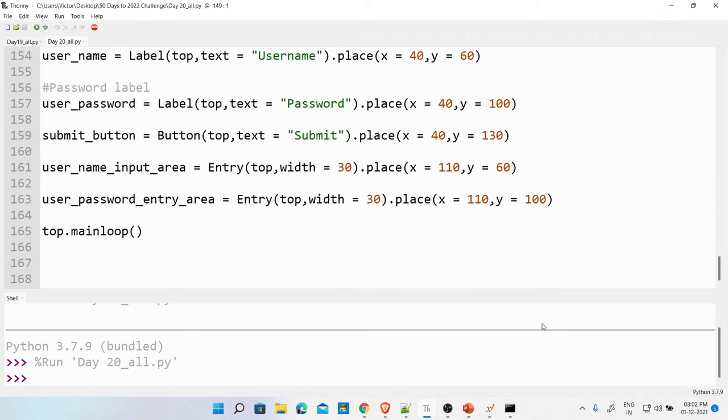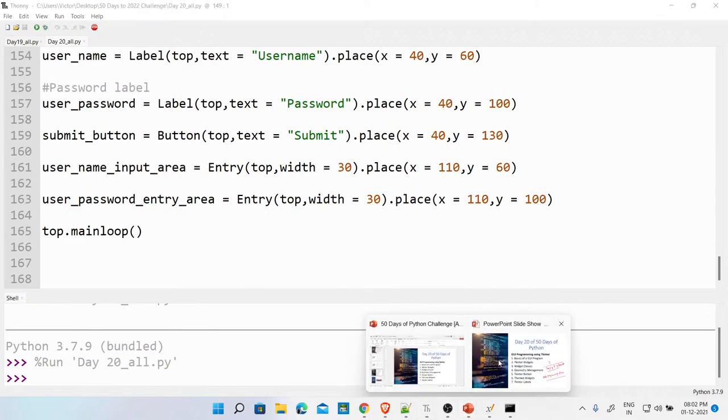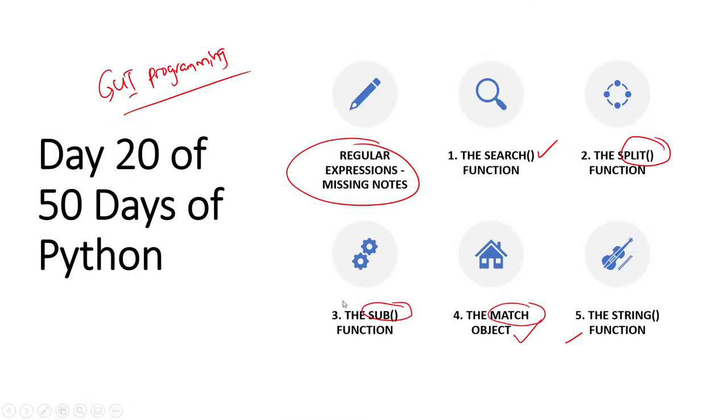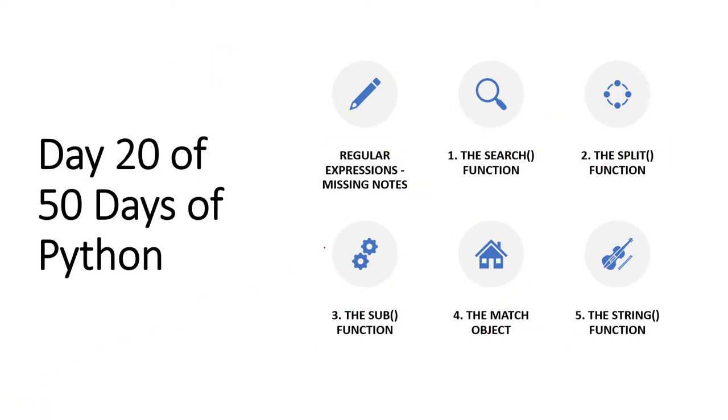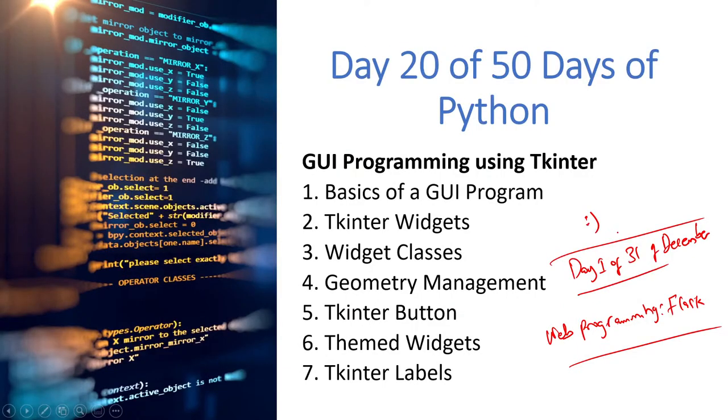So before I wind up, let's review what we just did today. We started by first looking at some missing notes. And did we do justice to that? Done. Did we do justice to this? Done. This? Done. Subsection, subfunction? Done. Match? Done. Erase everything. Regular expressions with missing notes? Done. Search function? Done. Split function? Done. Subs? Done. Match? Done. This? Done. Then we introduced the concept of what?